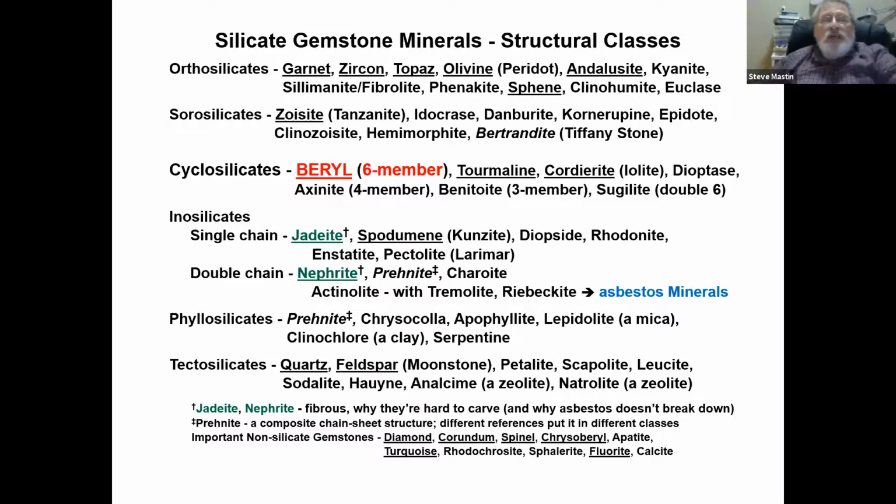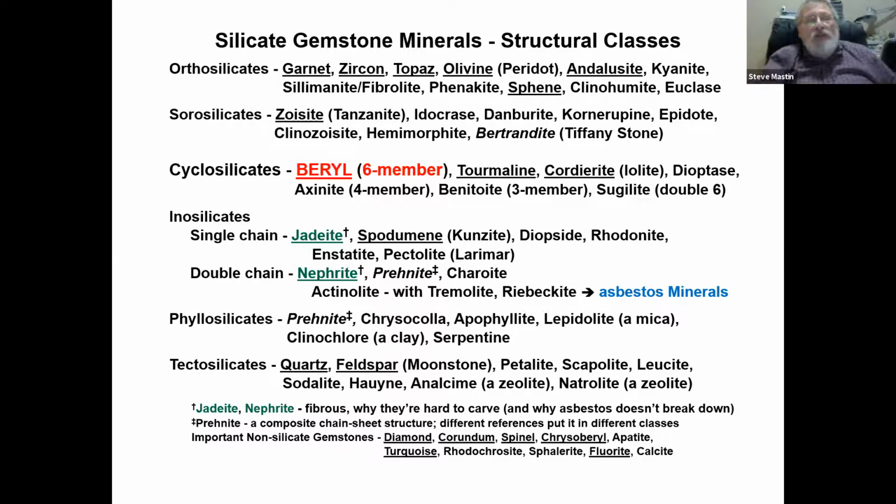If you look at the single and double chains, you see at the very beginning of the list is jadeite and nephrite. Those are the two forms that we call jade. And what are they? They're either long single chains or double chains, two chains linked together. So they're long fibrous strings. And that's why they're so hard to carve and why you can't break them and so forth.